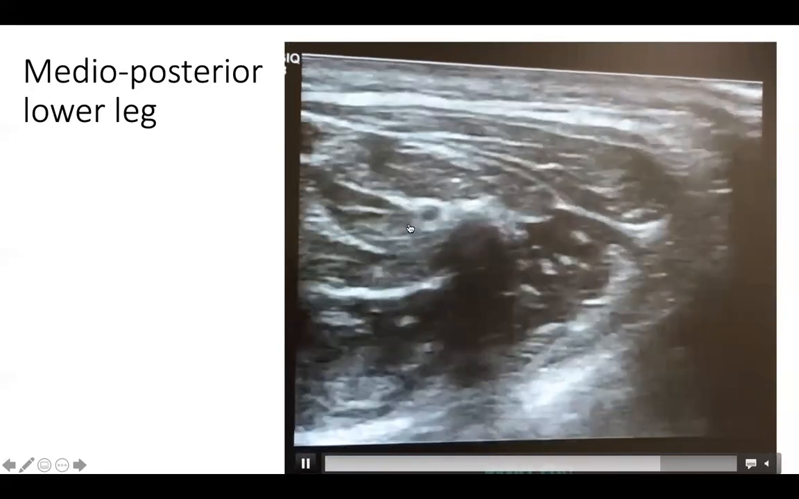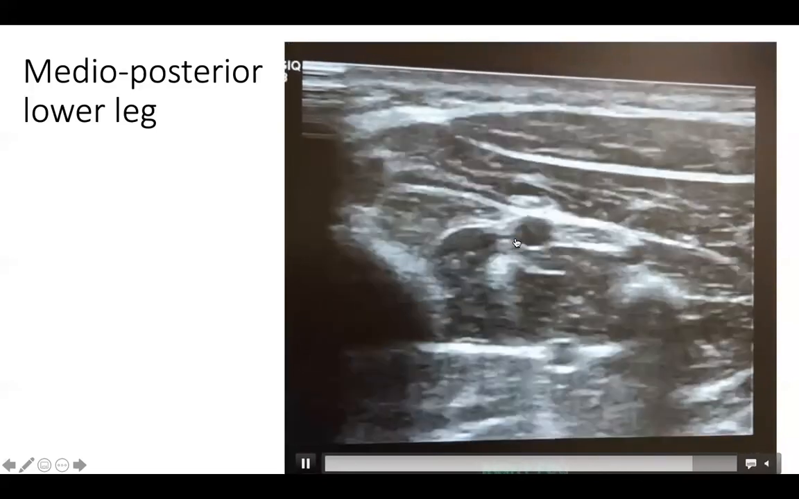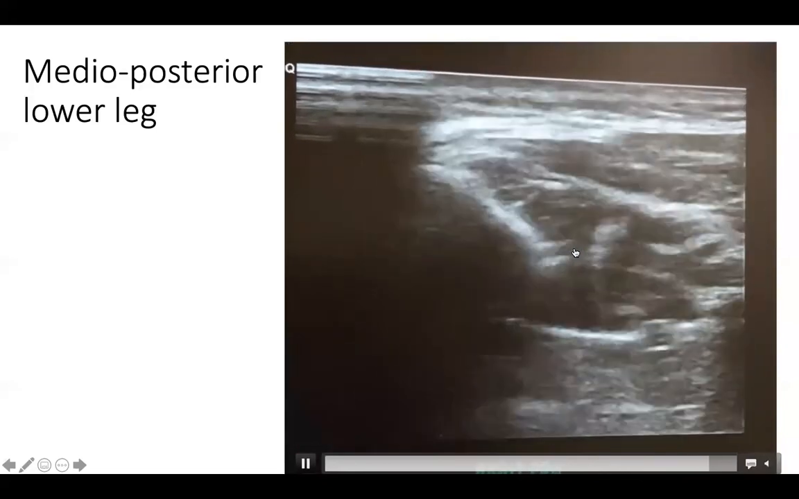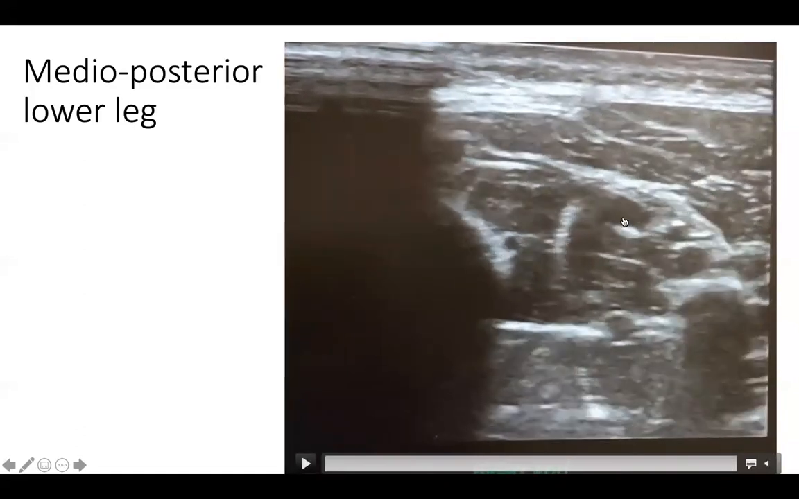I'm scanning up again, and look at these two arteries. They're going to meet together to be a popliteal artery soon. Here we go, popliteal artery. We are in the very proximal part. Okay, I hope that you guys understood.